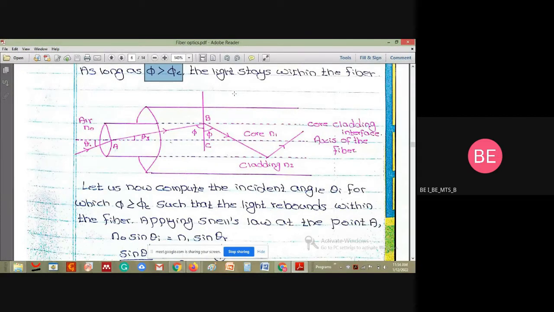What happens if the angle of incidence phi is exactly equal to the critical angle phi c? It grazes the interface between denser and rarer. Exactly, good answer. The light ray will just graze the interface between core and cladding, right? Instead of being totally internally reflected back, it will be just grazing over this interface. The light will take this path, right? That will happen when phi is equal to phi c, right?